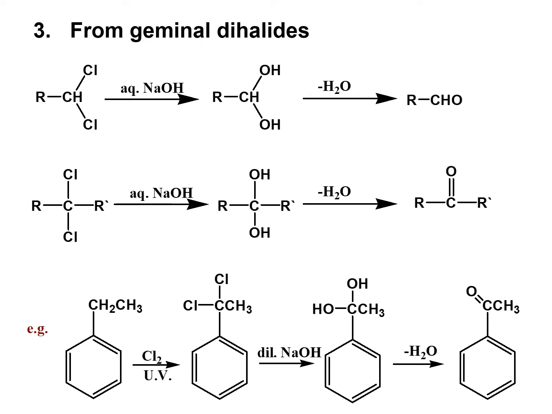From geminal dihalides, the reaction only relied on using a nucleophile, which is the OH, and removing the two geminal halides and putting the OHs in their places. This is a geminal diol, which is unstable. It loses a molecule of water and it gives the aldehyde or the ketone.